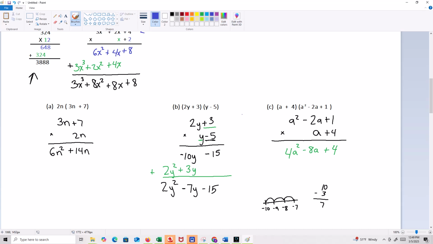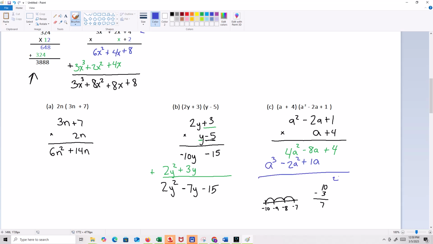Then looking at the second term, we have a times 1, which would be 1a, and it's positive. And we have a positive a times a negative 2a, so that's going to be a negative 2a squared. And then we have a positive a times positive a squared, and that's going to be a cubed.